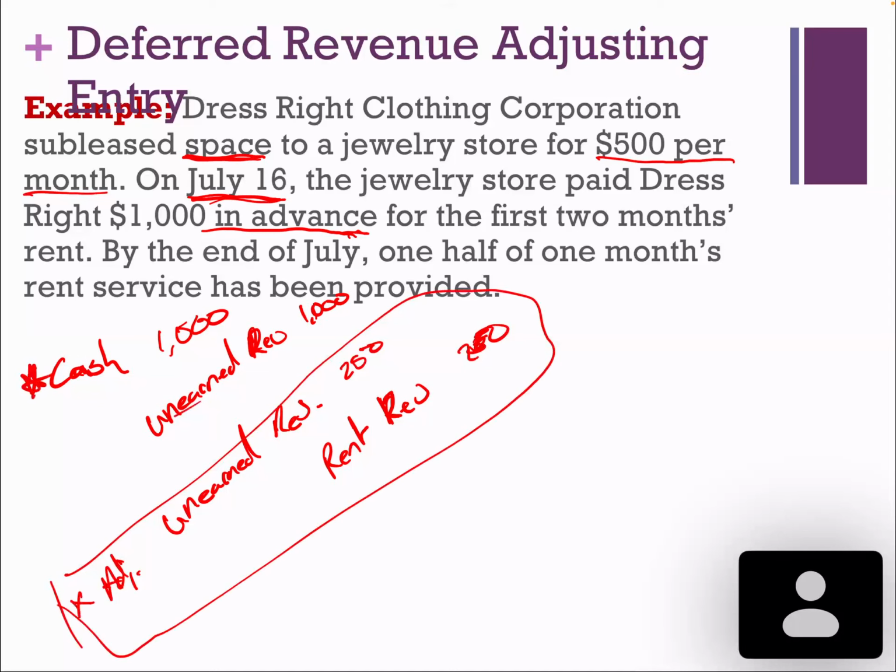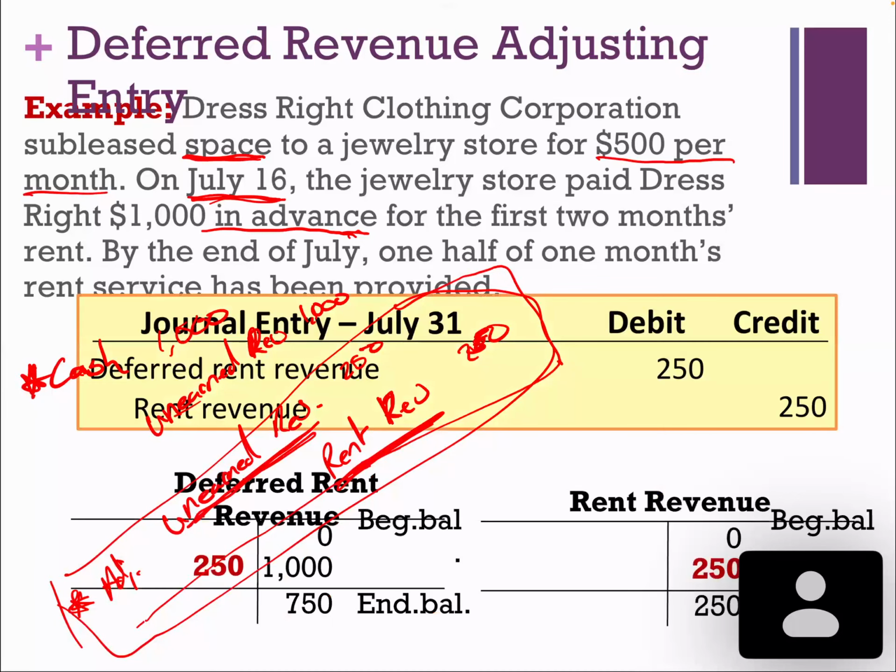But here, there's no cash involved. We're just showing for our own purposes that, hey, we've reduced this liability here, and we've increased our equity account by crediting rent revenue. That's the logic behind all this. But students struggle with it. It's challenging for them. Okay.